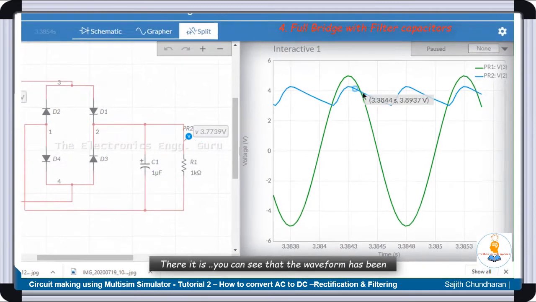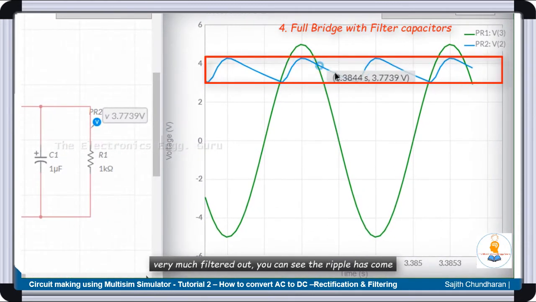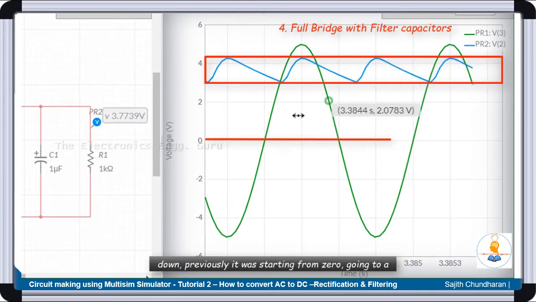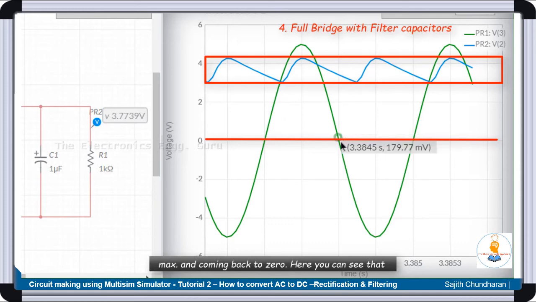There it is. You can see that the waveform has been very much filtered out. You can see the ripple has come down. Previously it was starting from 0, going to a maximum and coming back to 0. Here you can see that this is much higher, and it's almost a DC with very small ripples. So how does this happen? What is the concept behind that?